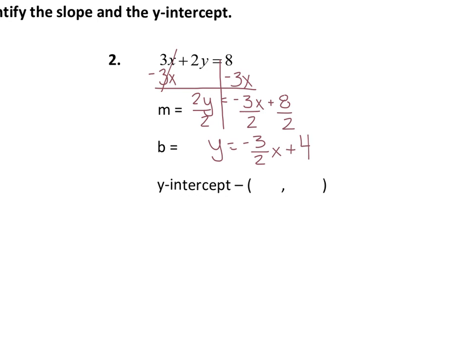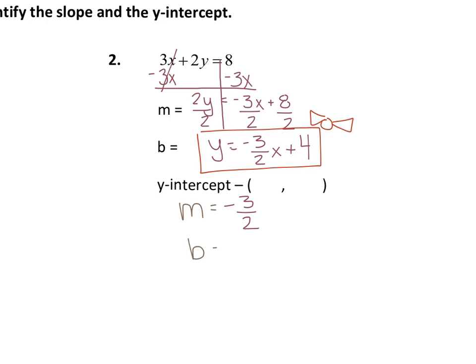This here, I could then put the box around it and draw my bow because I have y by itself. I know I've kind of written over some stuff, so I'm just going to continue to work down here. But m stands for my slope. So my slope in this problem is -3/2. b is my y-intercept. My y-intercept for this problem is 4.